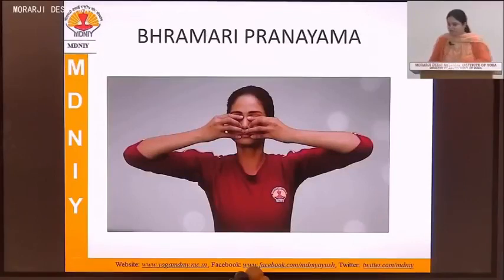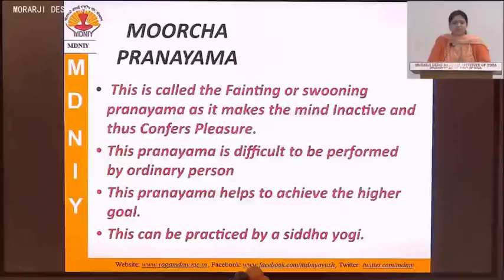Now, Murcha pranayam. Murcha and Plavani pranayam, both of these are done by Siddhas only. Murcha means getting faint. So, this is called the fainting pranayam because it makes the mind inactive and it confers pleasure, because the mind is inactive, there is no thought, no feeling, so you get into bliss. This is very difficult to perform by the ordinary person, and it helps to achieve the higher goals of yoga, and it can be practiced by a Siddha Yogi only, we advise.